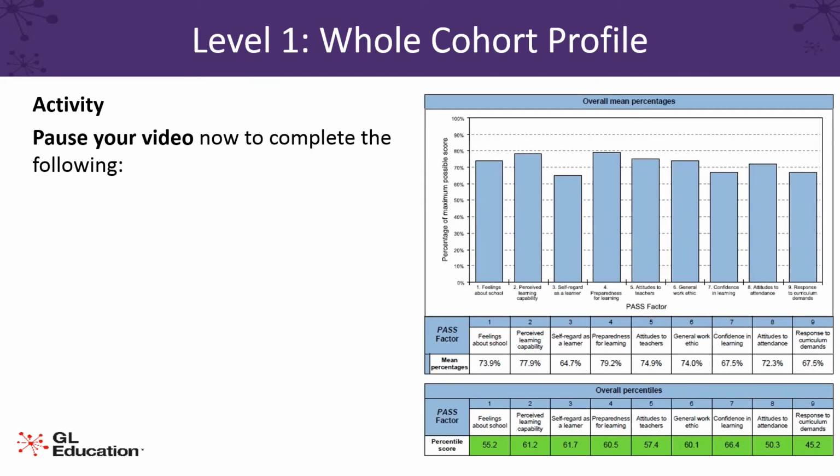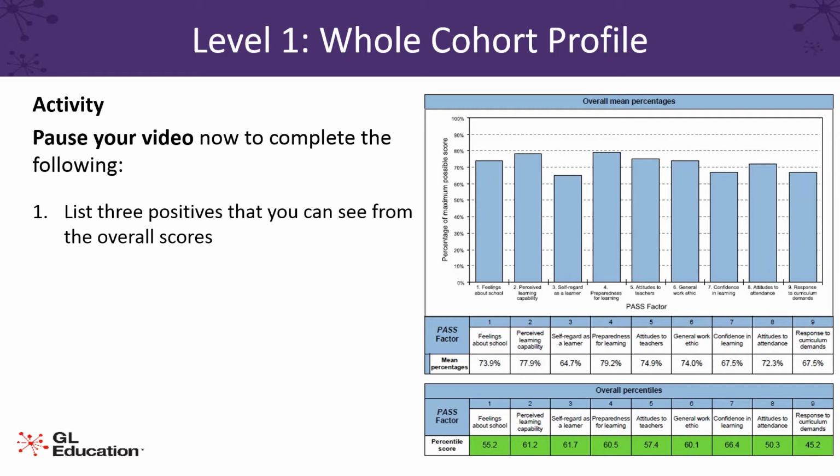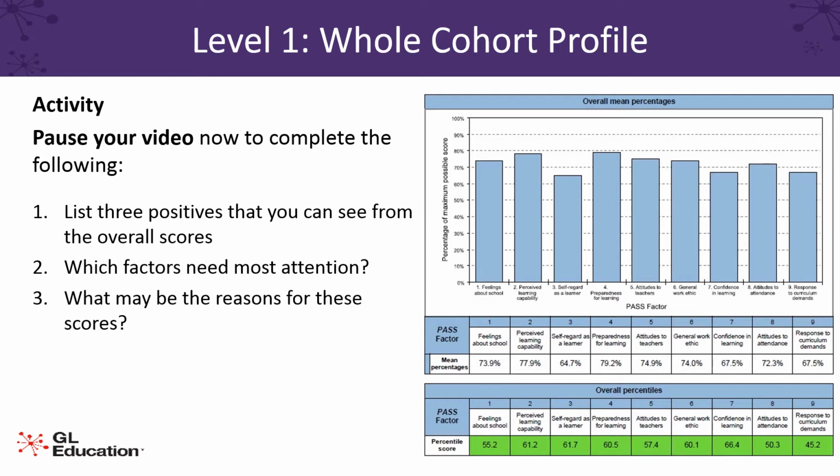Pause the video now and complete the following activity with your own PASS report data. You should turn to the page in your report that shows this bar chart. First, list 3 positives that you can see from the overall scores. Then decide which factors need most attention. Then consider the context. What may be the reason for these scores?